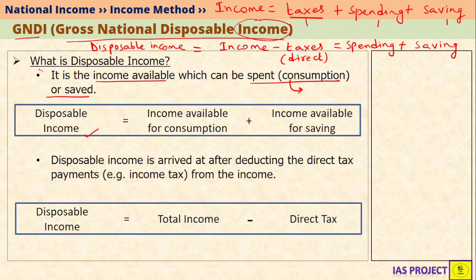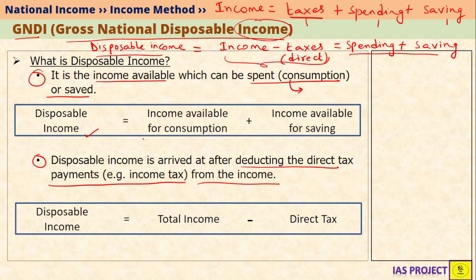Now, for making this definition of disposable income, we have defined it as spending plus saving. Now, let's define disposable income using the second definition. Disposable income is arrived at after deducting the direct tax payments, for example income tax, from the income. If the case is of the disposable income of a person, we call the direct taxes income tax. If it is a company, we call it corporate tax. Also remember that direct taxes can be wealth tax also. What is the difference between wealth and income? When income accumulates, it becomes wealth. Or when income exceeds a certain level, then it becomes wealth.